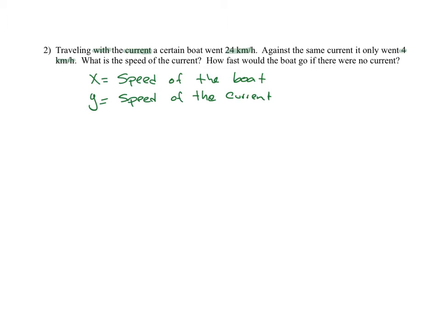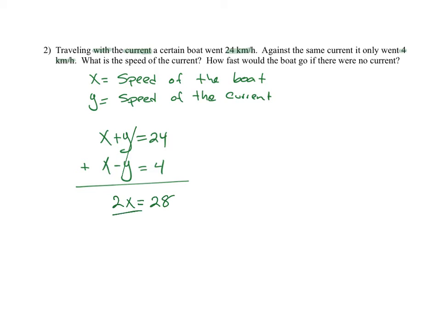When the boat is traveling with the current, the speed of the boat is going to add whatever that current is. So x plus y equals 24 kilometers per hour. Against the current, you're going to subtract, so x minus y equals 4. Again, y has opposite coefficients, so I can just cancel out. So 2x equals 28. I'm going to divide by 2, so x equals 14 kilometers per hour.